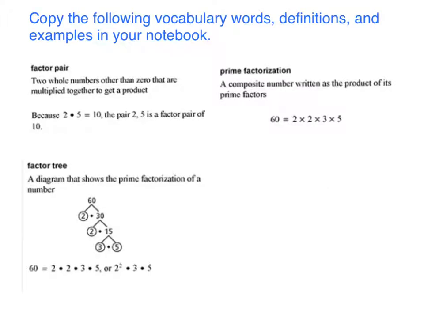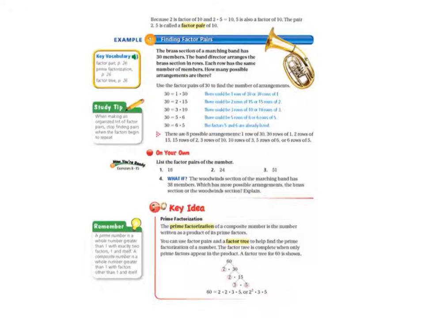Copy the following vocabulary words, definitions, and examples in your notebook. Our vocabulary words for this lesson are factor pair, prime factorization, and factor tree. Be sure to copy everything exactly as it appears on the screen. Go to page 26 in your textbook. Let's look at the top of the page.